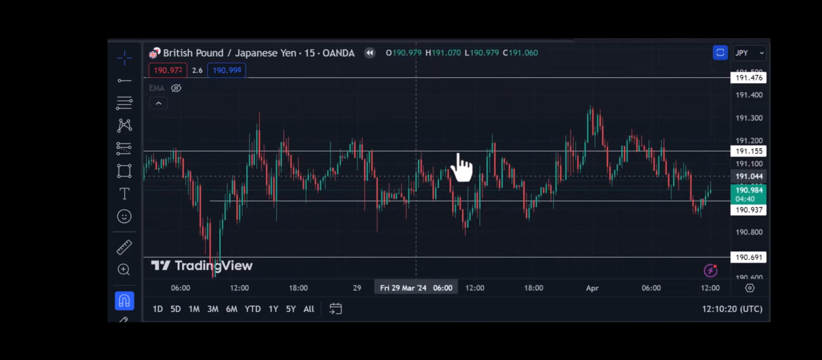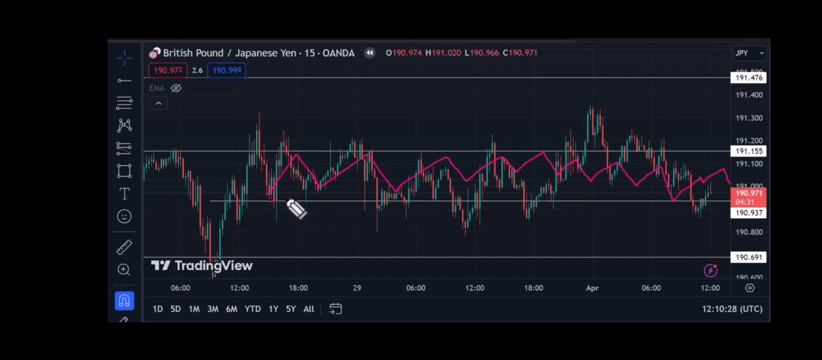Once you mark up your zone on the 4 hours, you can see exactly the market is moving in that range. All right, so this is a beautiful setup for you if you understand how to take a trade from zone to zone, from zone to zone.